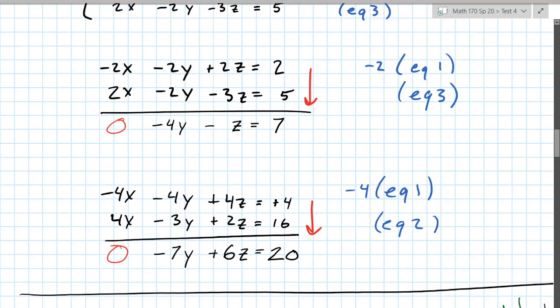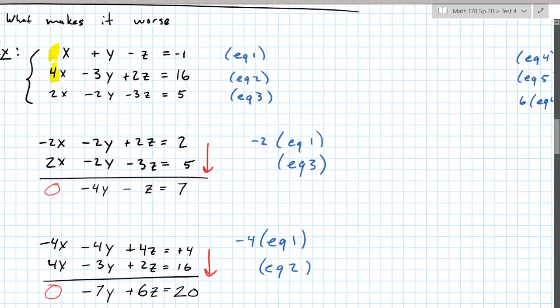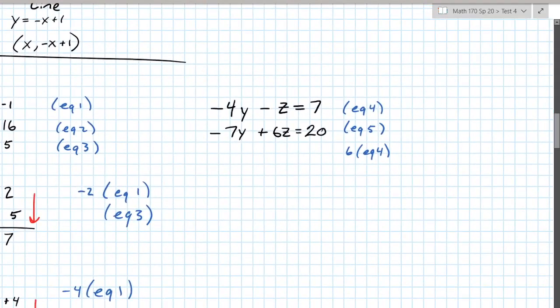All right, so now what we're looking at is 2 equations with 2 unknowns. So I've got my equation 4, I'm going to call this one, the top one, equation 4, -4y minus z is equal to 7. And my new equation 5 is going to be -7y plus 6z is equal to 20. Now we can move on to this problem.